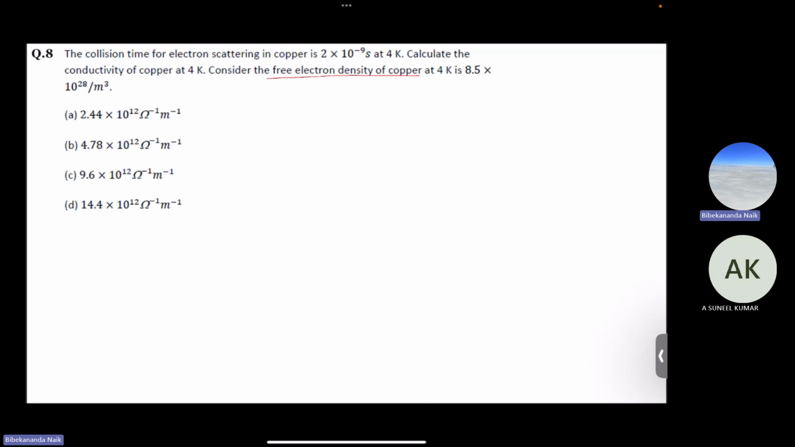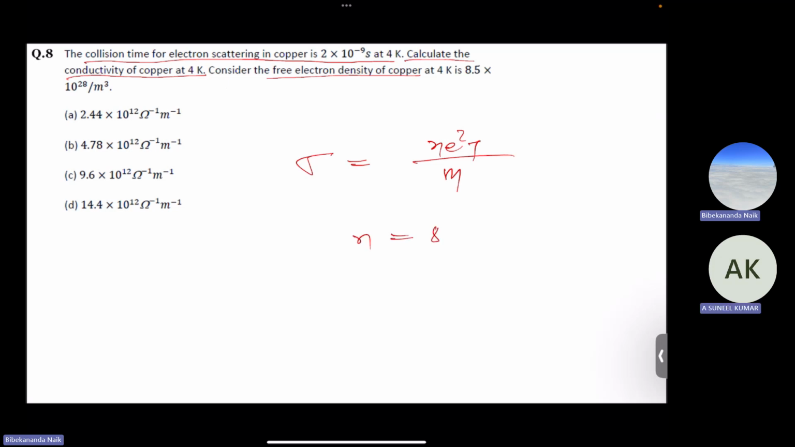So we need to find out the conductivity of copper at 4 Kelvin, where the free electron density of copper is given and the collision time for electron scattering of copper is given. So this question is again pretty much similar to the previous questions that we had solved. So the conductivity will be n e squared tau by m.